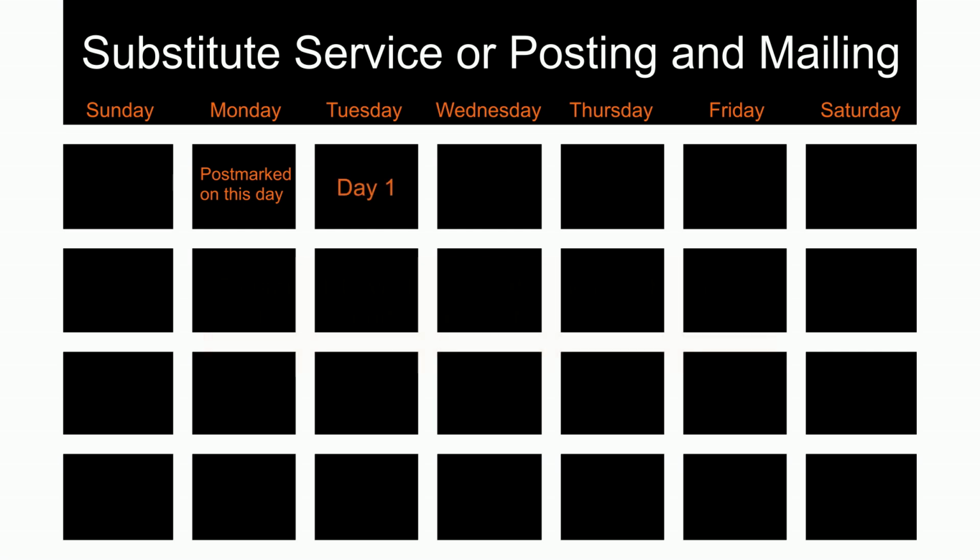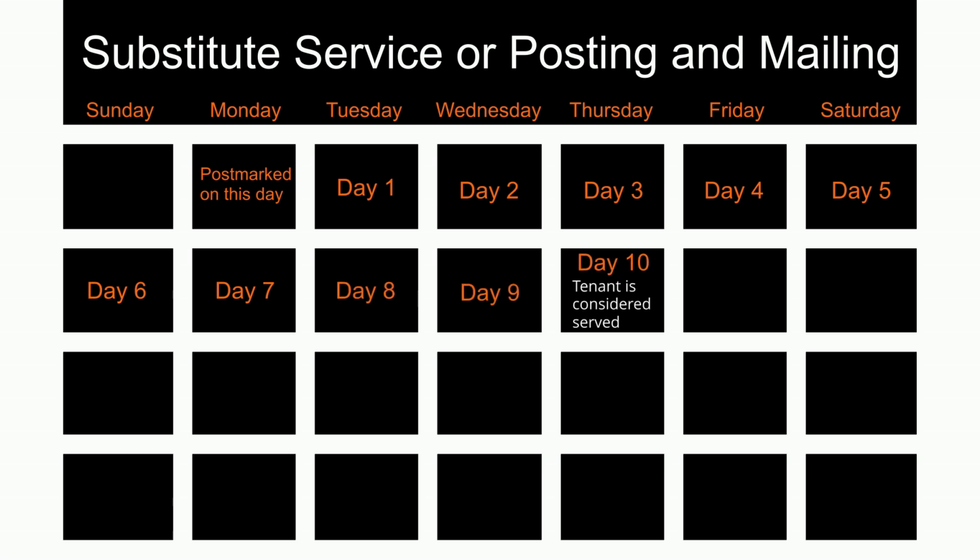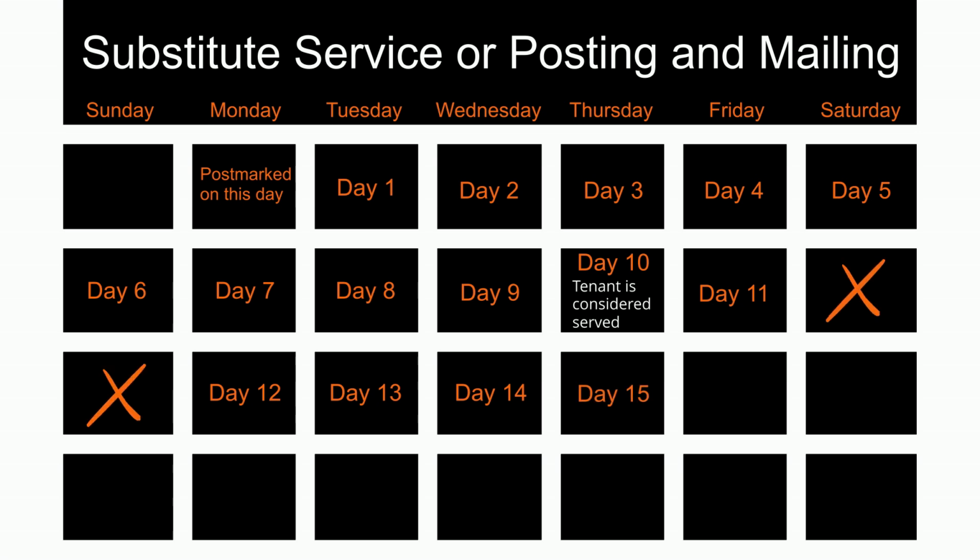Day 1 is the day after the server mailed the summons and complaint to the tenant. For the first 10 of the 15 days, count regular calendar days, every day, including weekends and holidays. The 10th day is the day your tenant is considered served. Then count 5 court days. For these 5 court days, do not count Saturdays, Sundays, or court holidays.